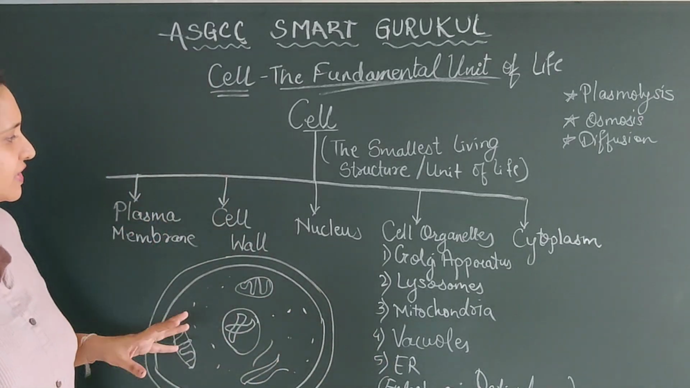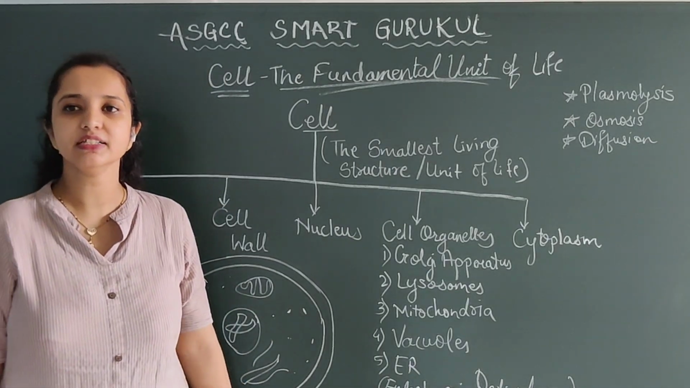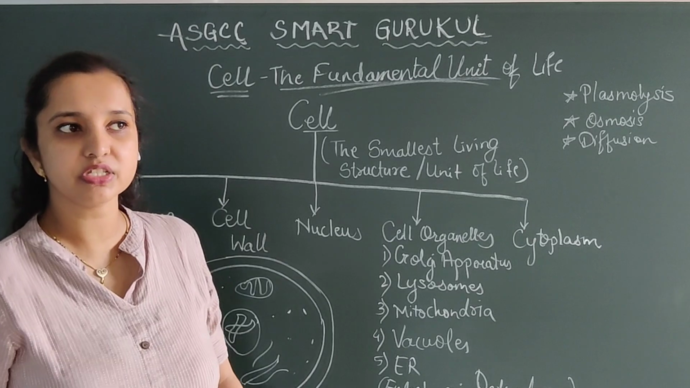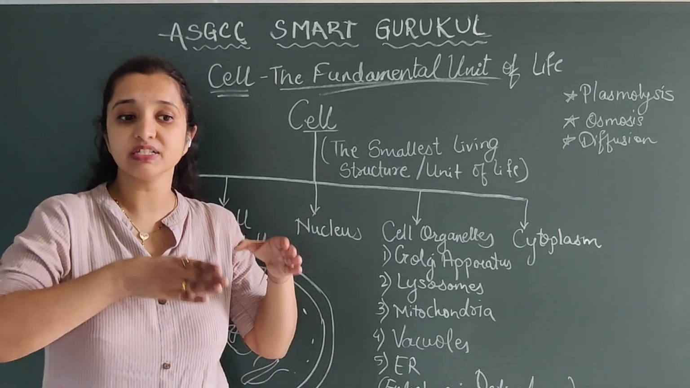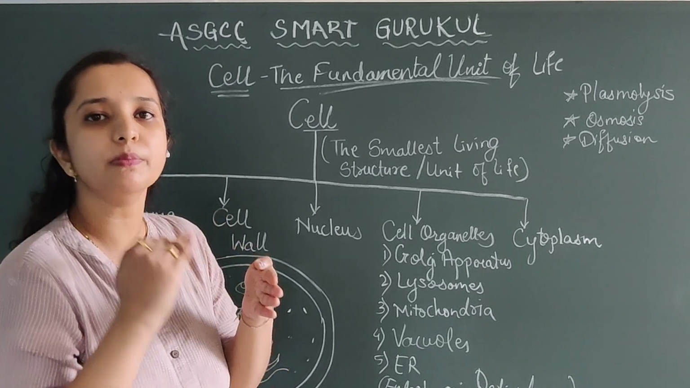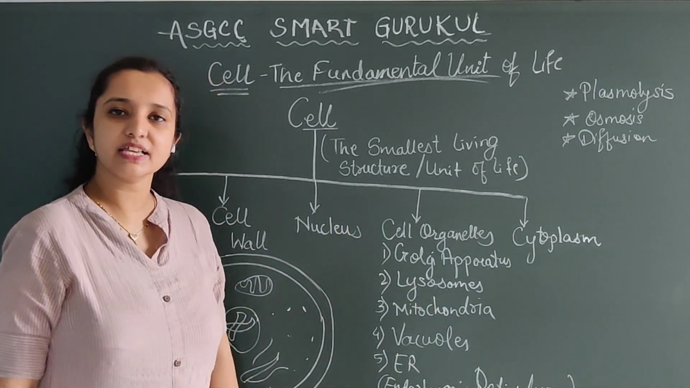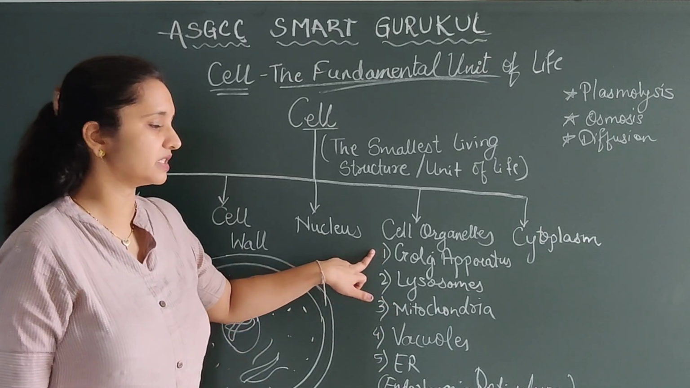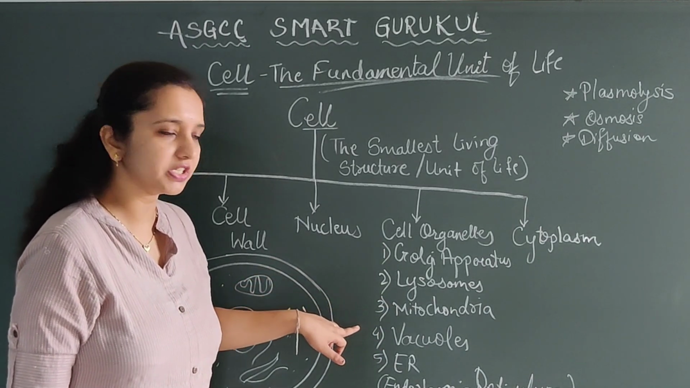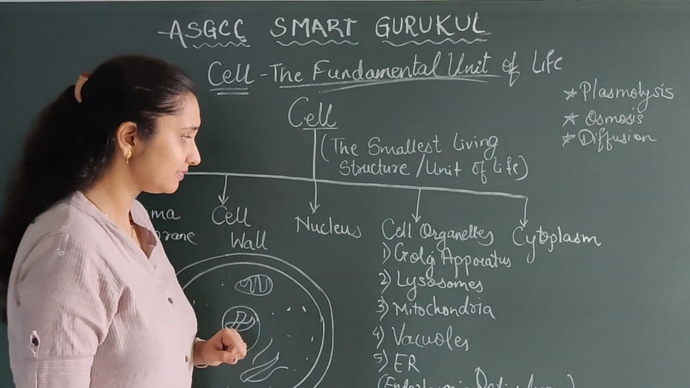Next we will see the different cell organelles. What are cell organelles? Organs of the cell. In short, you can call them the organs of the cell, which perform a specific function. Those that perform a specific given function in the cell are called cell organelles. First we will see the Golgi apparatus, lysosome, mitochondria, vacuoles and ER. ER is the endoplasmic reticulum.